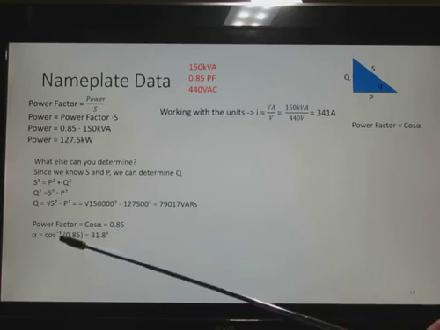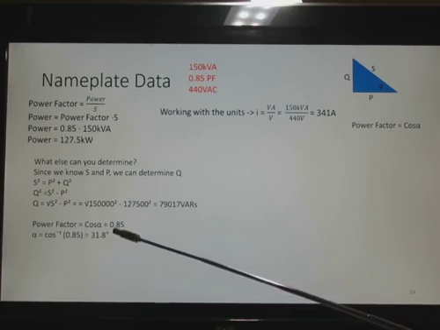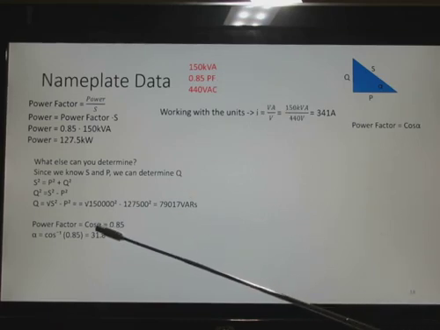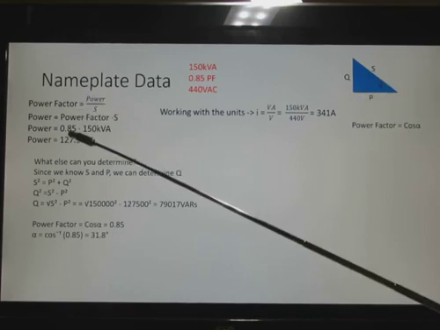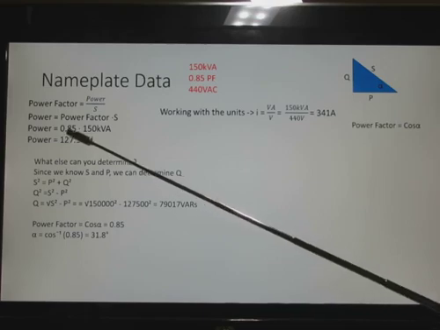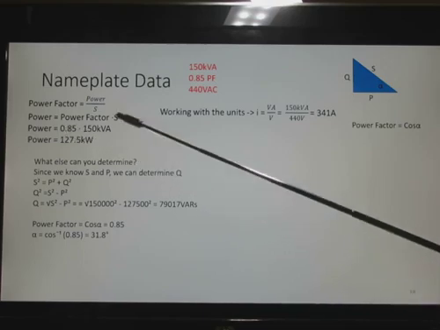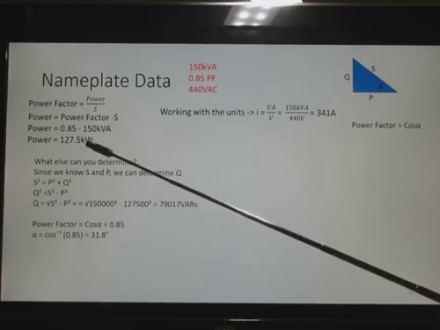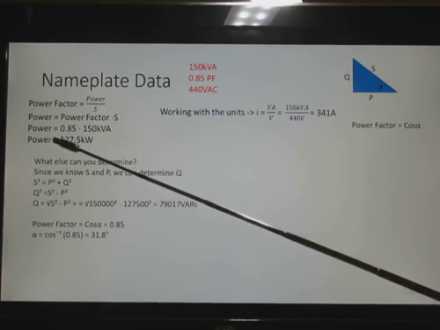Also, we can solve for the power factor. Cosine of the angle equals the power factor, which is given as 0.85, so if we rearrange that to find the angle, here's the angle for our power triangle. Our power is calculated by the power factor times S, and we get 127.5 kilowatts for power.